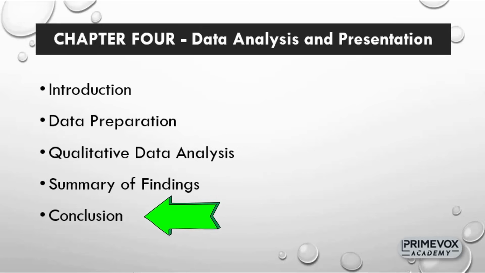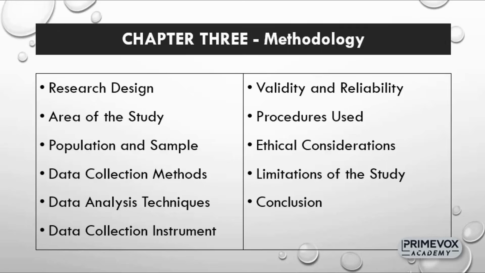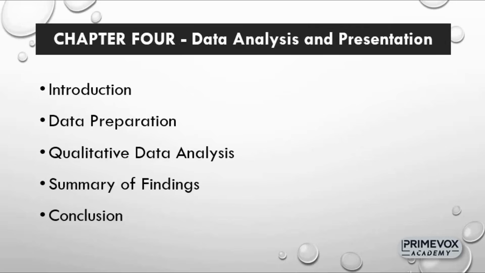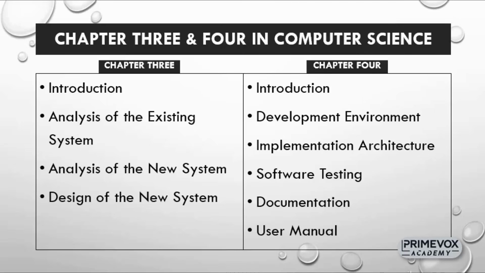But this is not exactly the same in all departments. For example, if your department is electrical, electronics engineering, or mechanical engineering, or any engineering department, or even computer science, your chapter 3 and chapter 4 are going to be different from what I have now. This is why I have prepared computer science chapter 3 and chapter 4 as an example. If you are in any other department, look at what they are doing and see how you should organize yours.